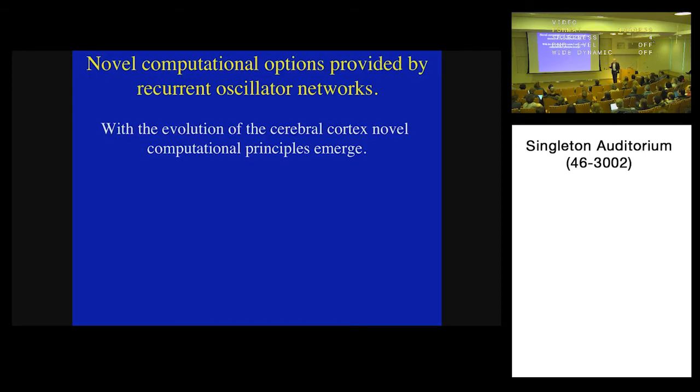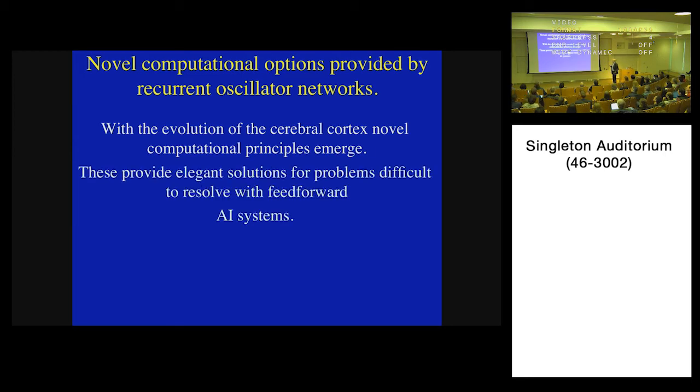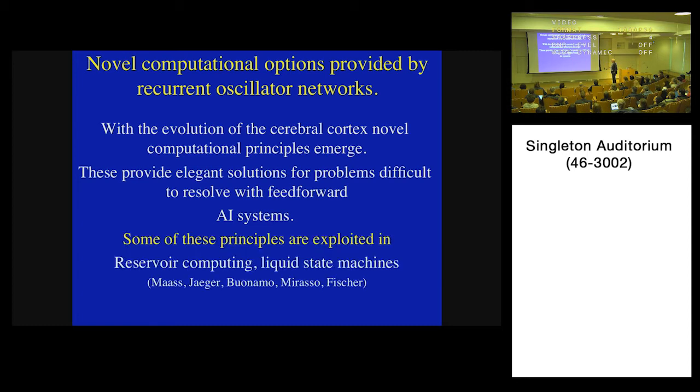Now, I want to switch gears a little bit, not move away from oscillations, but talk more about the very unique properties of recurrently coupled oscillator networks. Because I believe that novel computational options have been provided by the implementation of such recurrent networks, which in evolution are fairly recent. They have been developed early in motor systems as pattern generators, but in cognitive systems, they are rather recent. A particularly impressive example of the implementation of this principle is, of course, the cerebral cortex. And I believe that the computational principles that can be exploited in recurrent networks do actually provide elegant solutions for problems that are still quite difficult to solve with the conventional feed-forward, even the deep convolution networks. And you will see in a minute why.